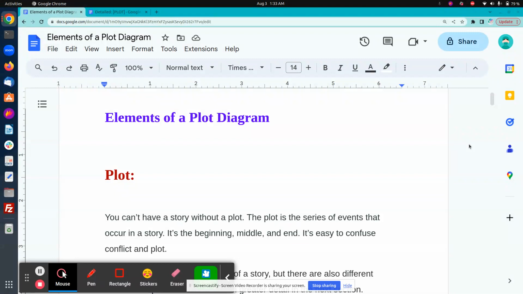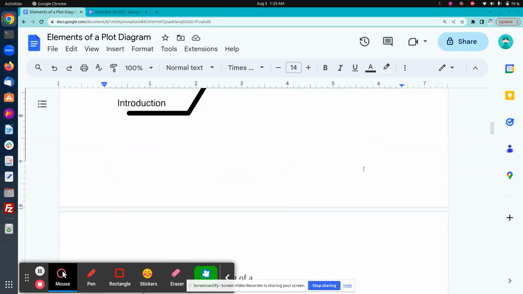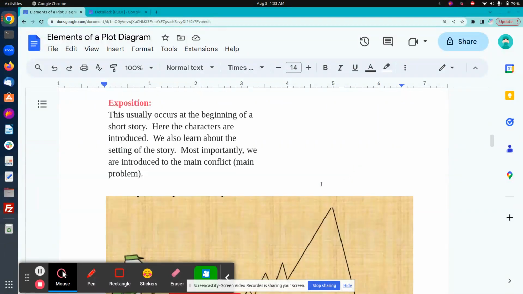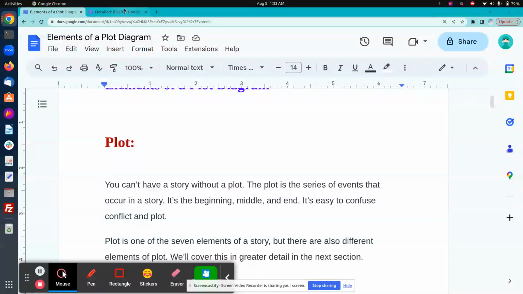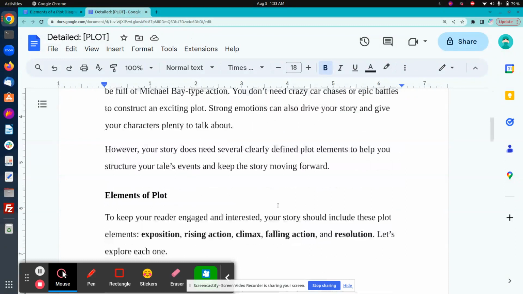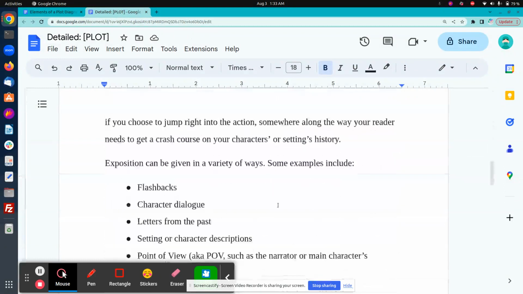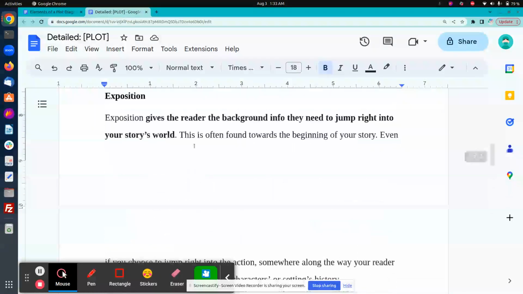So today we're going to study about plot, and along with that we're going to study about the parts of plot or the elements of plot. So let's get started. I have divided this video in two parts. First we're going to just have an overview about plot and its elements, and then I have written this detailed description about all the elements.